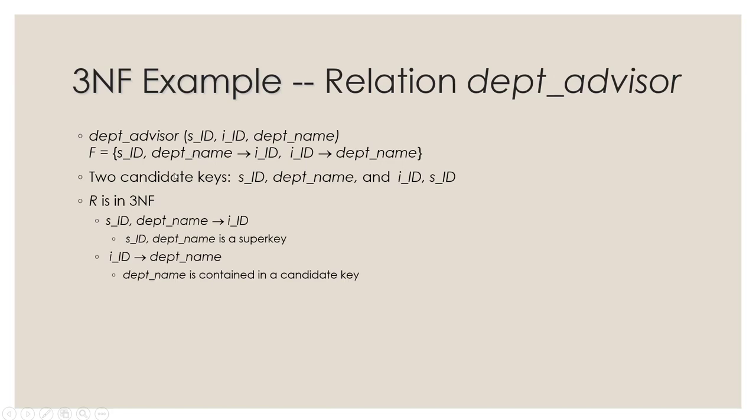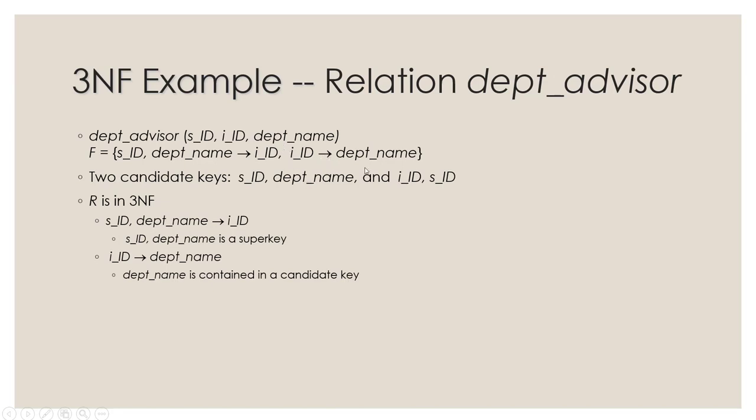So let's see if this is in 3NF. Let's take a look at the first dependency. Is IID part of the left-hand side? No, it's not. Department name is not part of the left-hand side either, so it's not trivial. Is the left-hand side a superkey? We have SID and department name, which we know is a candidate key. So this one is fine. This one does not violate the rule for 3NF. Let's go to the next one.